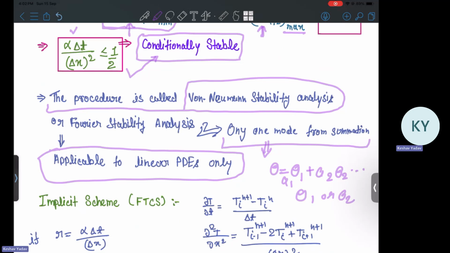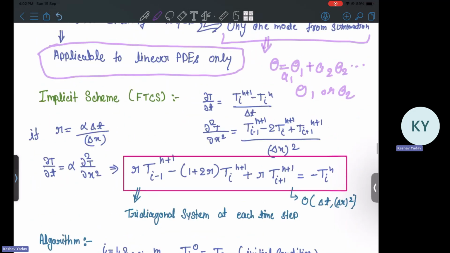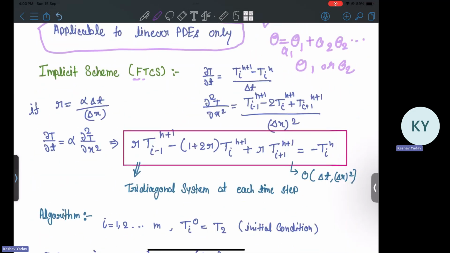Now, all right, we have completed the explicit scheme. Okay. Now we will move towards the implicit scheme. So here also we will see the forward in time and central in space scheme. Okay. So here what we will do, this del T upon del t we will write as a forward scheme. For the space derivative del 2T upon del x square, we will write at the n plus 1th time level. Okay. So this will be equal to Ti minus 1 at n plus 1th minus 2 multiplied by Ti at n plus 1th plus Ti plus 1 at n plus 1th divided by delta x square.